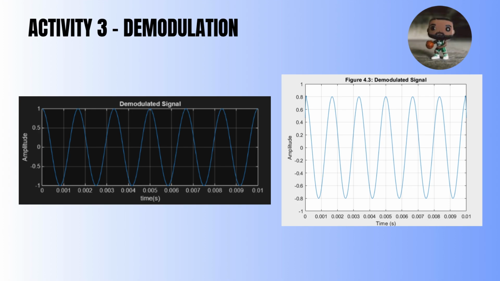Activity 3 is demodulation, which is where we need to recover the original signal. At the receiver, demodulation is used to recover the original message signal from the modulated signal. As shown in both figures, DSB-FC and DSB-SC, the demodulated signal closely matches the original signal, demonstrating successful transmission and recovery of information.